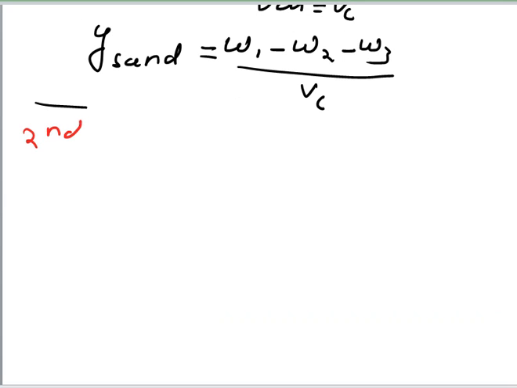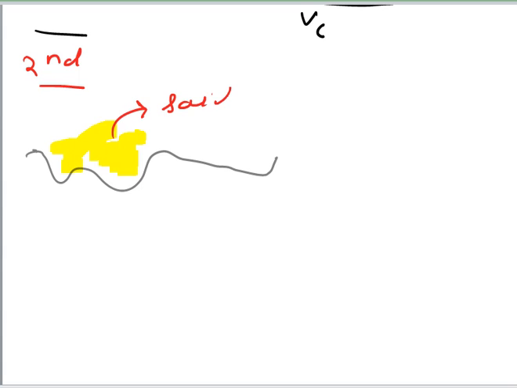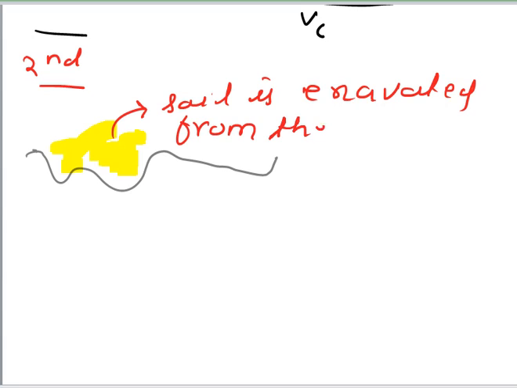Second stage. In the second stage, what we do is we decide the location from where the soil is to be excavated, that is for which we have to determine the unit weight. Let this be the location. Okay, here there is excavation made. Soil is being excavated from the site.